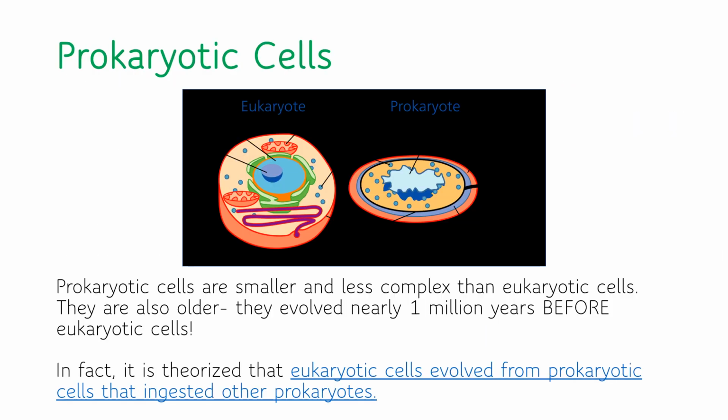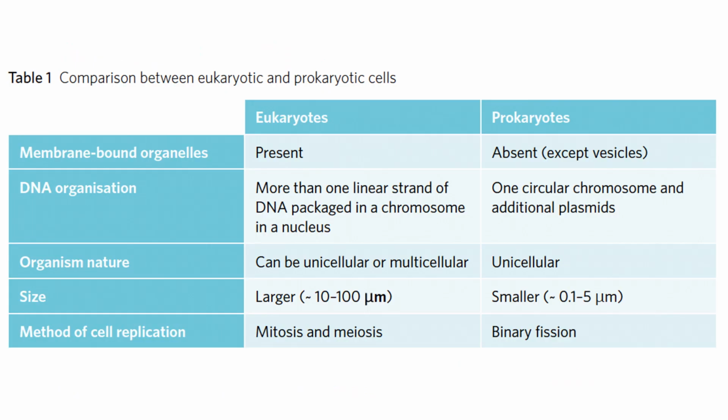So prokaryotic cells are much smaller and less complex than eukaryotic cells. They're also older. They evolved nearly 1 billion years before eukaryotic cells. It is in fact theorized that eukaryotic cells evolved from prokaryotic cells that ingested other prokaryotes. Look at this slide for just a moment to see the difference between eukaryotes and prokaryotes. This table summarizes and compares them very well. This is what you should be able to do, because the study design dot point says you need to be able to compare these two types of cells.